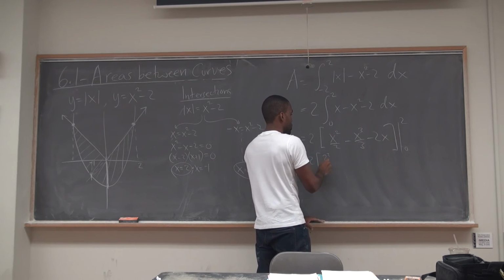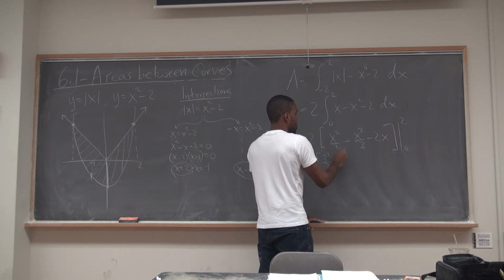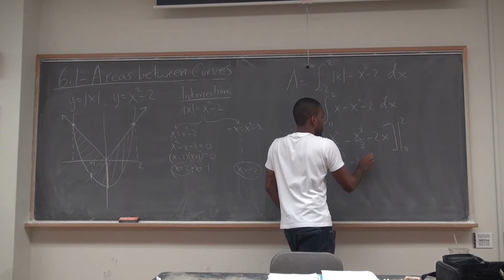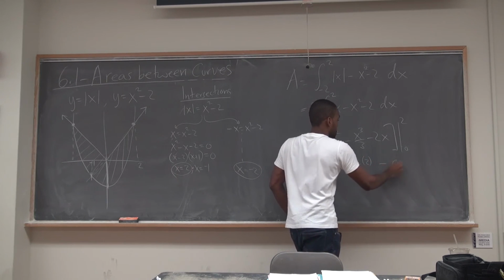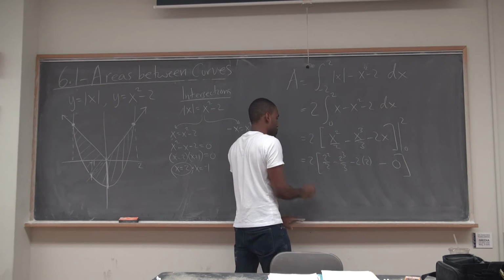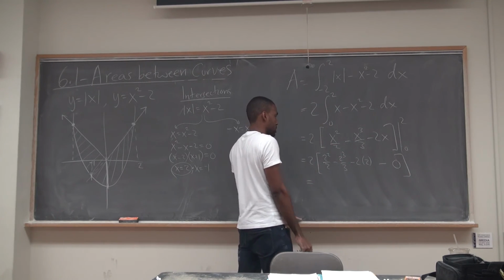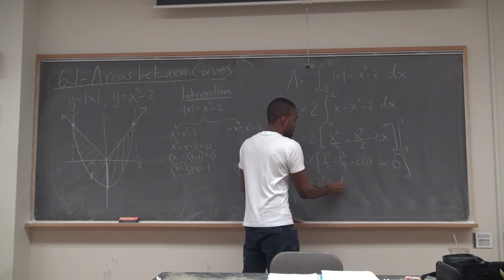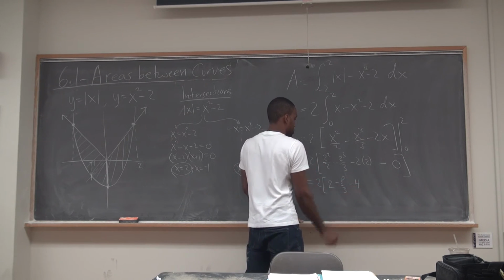So 2 squared over 2 minus 2 cubed over 3 minus 2 times 2, minus 0. Yeah, the 0 is nice. That's why you want to split it in half. It gives you a nicer thing. So you have 2 squared over 2, that's just 2, minus 8 over 3 minus 4.